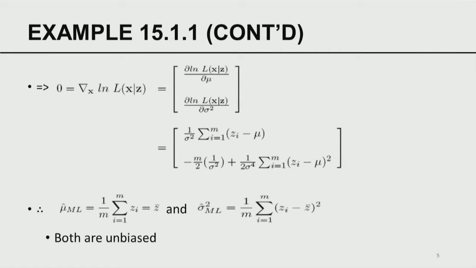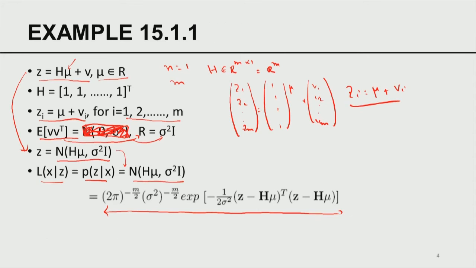So I can compute the derivative. Let's go back now. Given this, I can solve two problems. One is to be able to estimate mu. I can also formulate this problem as one of estimating sigma square. Please go back. Mu is known, and the noise covariance is not known. So there are a number of estimation problems associated with it.